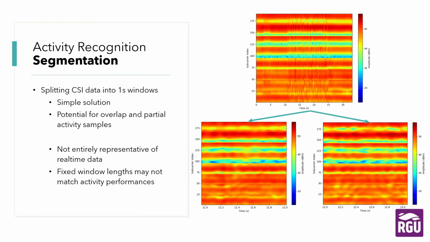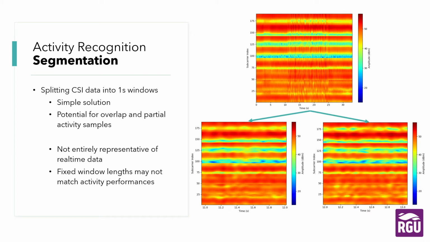Now, as with all activity recognition, how we segment and split up our data can completely reframe the problem. We chose to split up our CSI data into 1-second windows, and there are some clear pros and cons to this approach. On the one hand, it's a very simple solution which is tried and tested, and it can make a lot of sense when it comes to data distribution for machine learning, as there are good opportunities for windows to contain partial and overlapping activity samples, which, on paper, should produce a higher quality model.